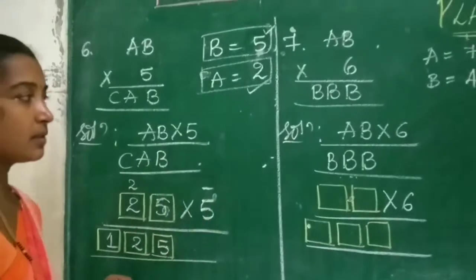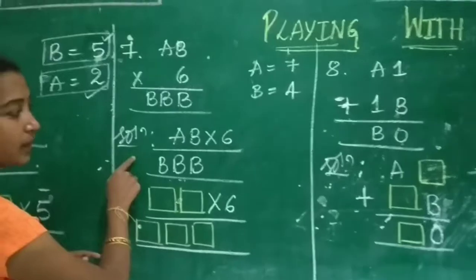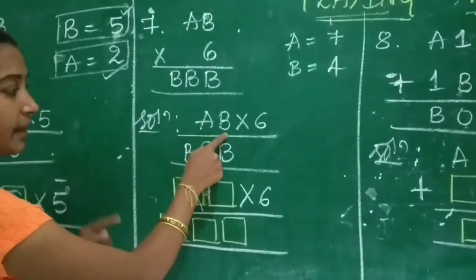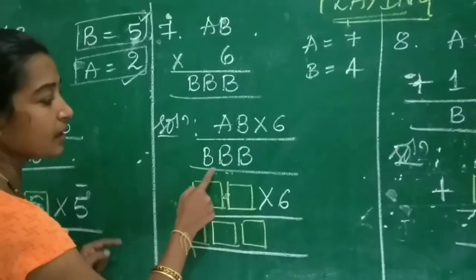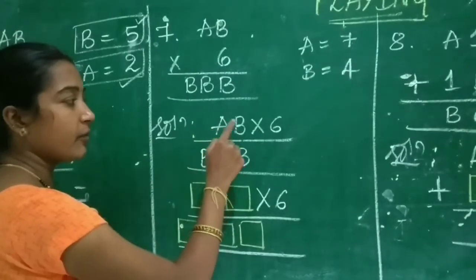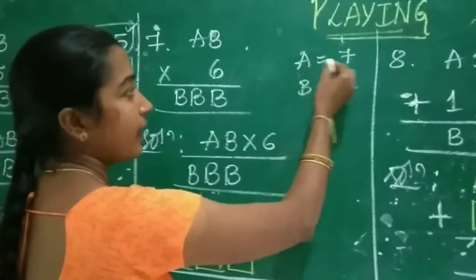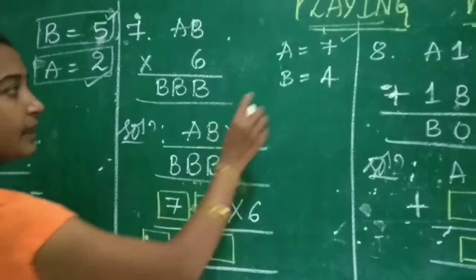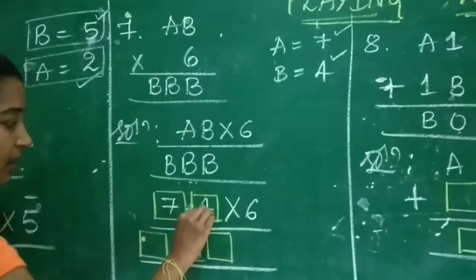Next we come to the seventh problem. Observe here, here also it is a multiplication problem. 6 multiplied with a number AB gives the product, a 3-digit number BBB. Here also we guess the values of A and B using our previous common sense. A as 7. Substitute 7 here and the B value is 4. Substitute in place of B.